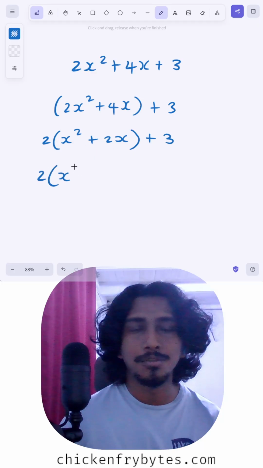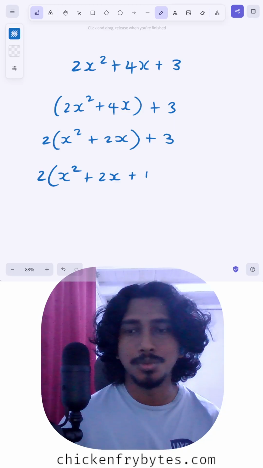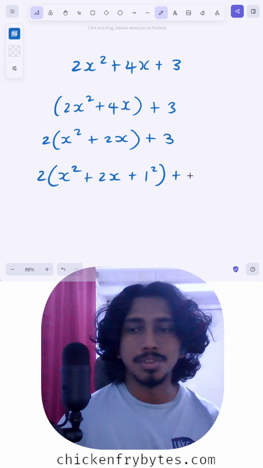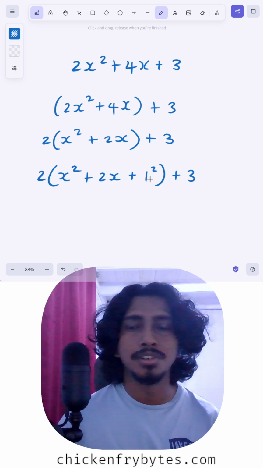We add half the coefficient of x, all squared, to the bracket. So x squared plus 2x plus the 1 squared. So plus 1 squared to the bracket. And of course, we have our plus 3. But we're not finished with this step. That's what makes it a bit more complicated compared to the others.